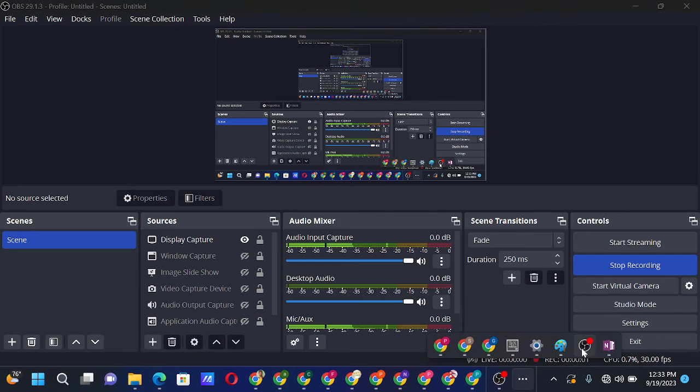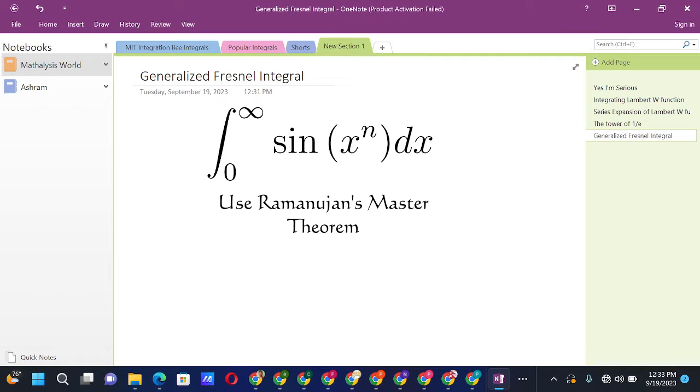In this video, we are solving a generalized Fresnel integral. We have this integral from 0 to infinity, sine of x to the power n dx. In one of my previous videos, I have solved a Fresnel integral for n equals 2 using Laplace transform as well as beta gamma functions, which you can see over here turn by turn. In this video, let's solve for the generalization using Ramanujan's master theorem.